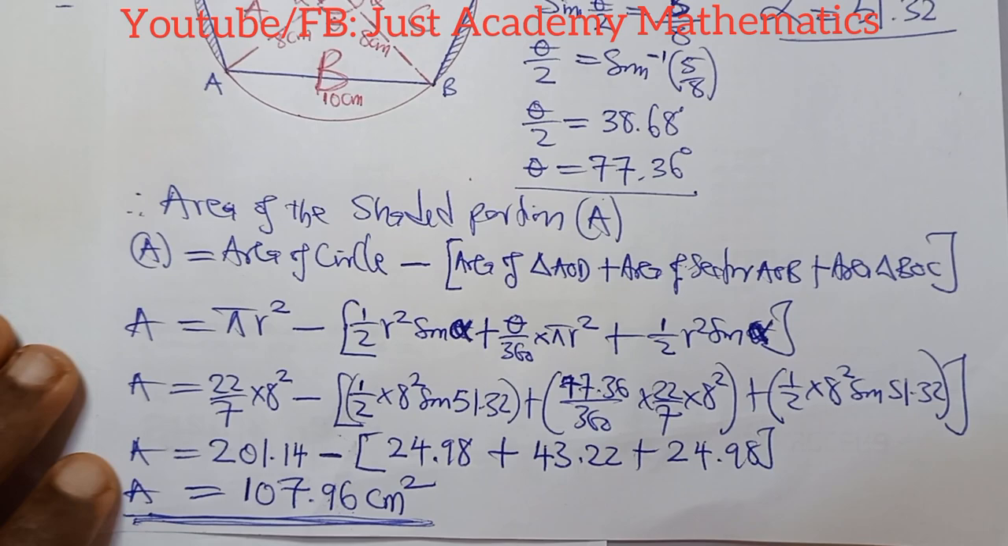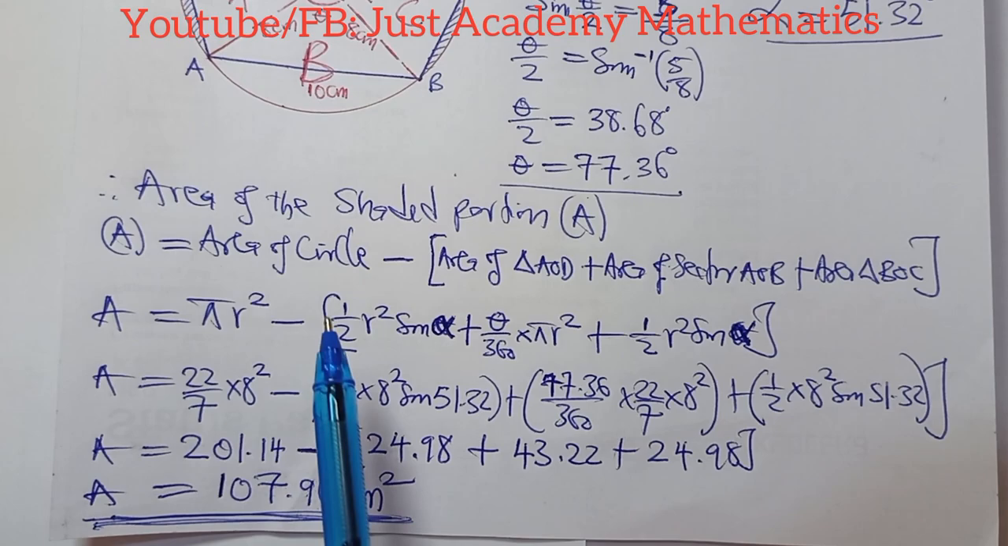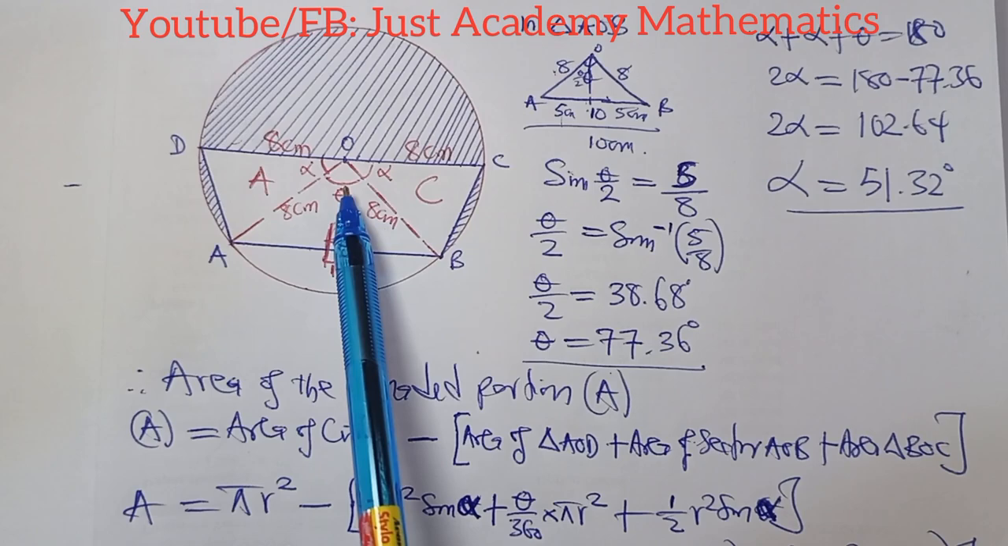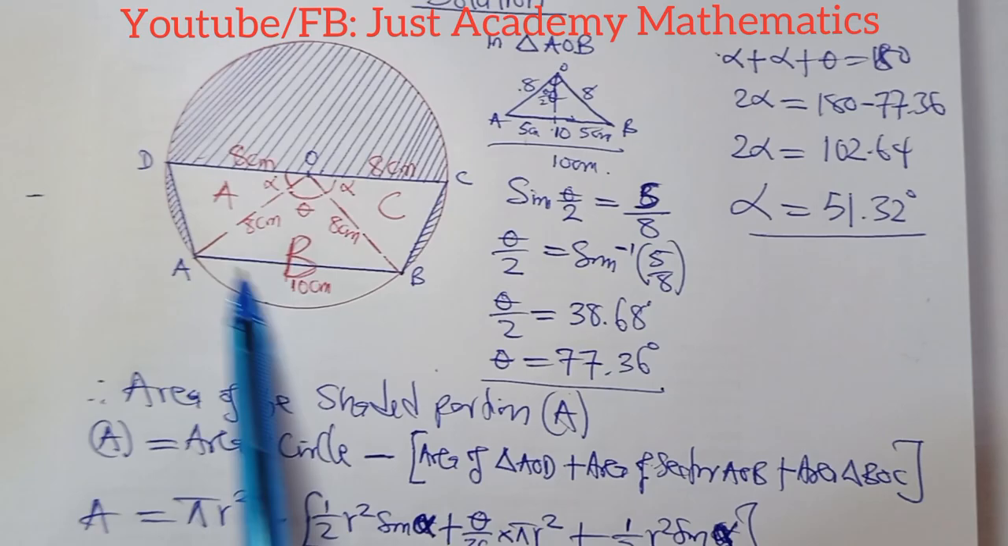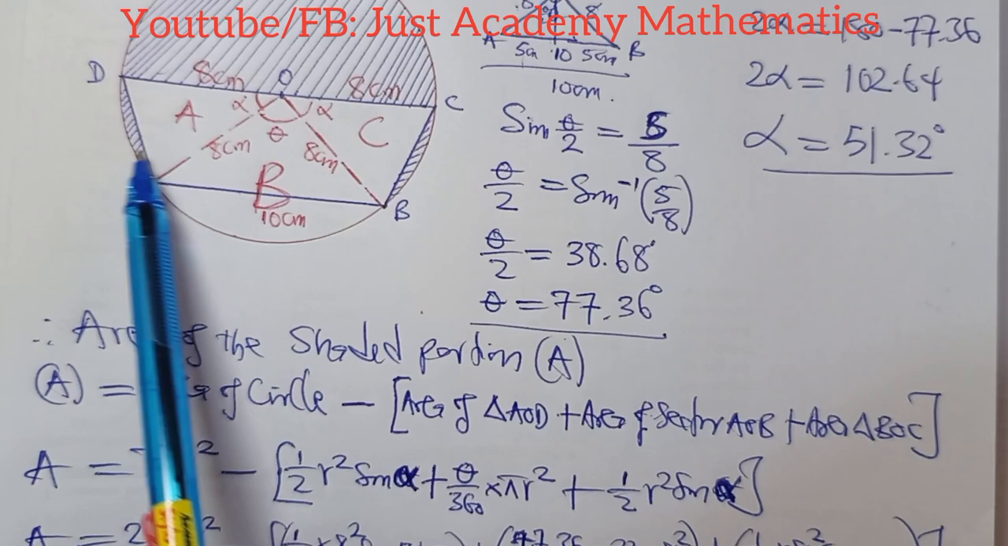So the concept of this question, or the only difficult thing in this question, is the ability for you to get the angle. If you can determine the angle and be able to see that this is a sector, this is a triangle, this is a triangle, then the area of the circle, minus the area of these two triangles, minus the area of this sector, will give us the area of the shaded part.